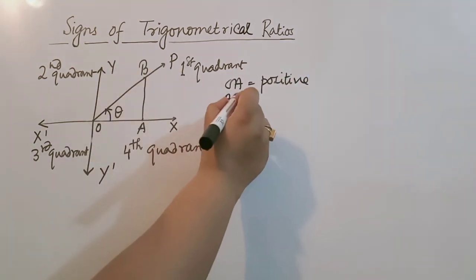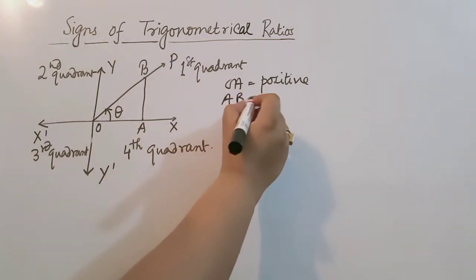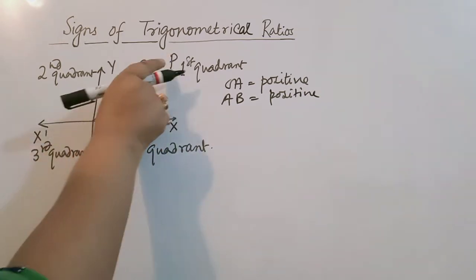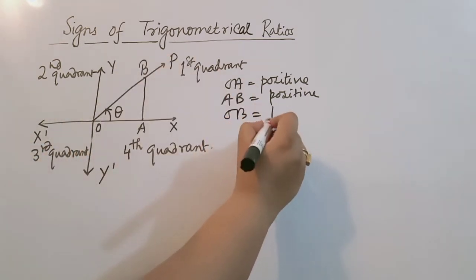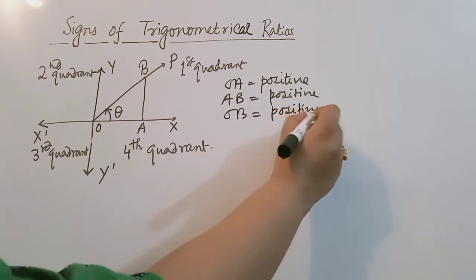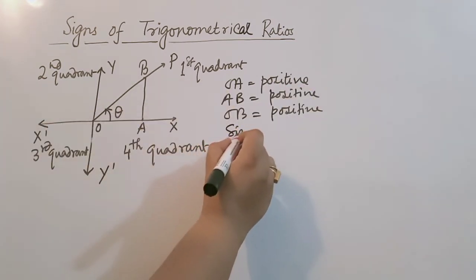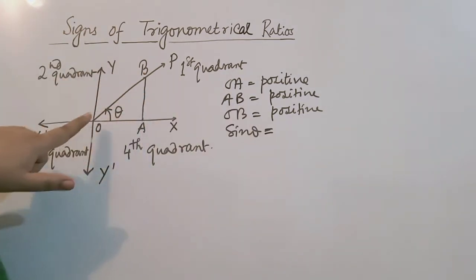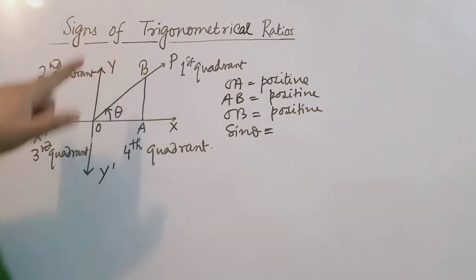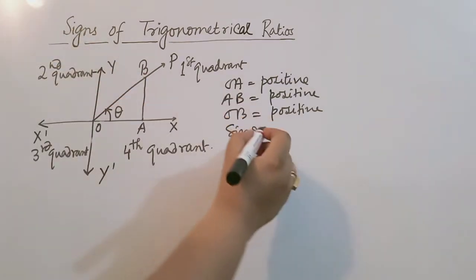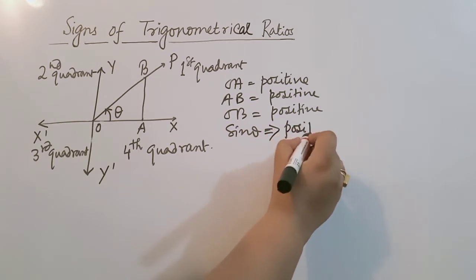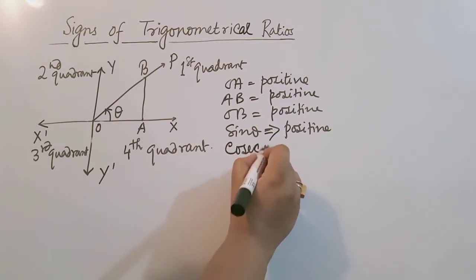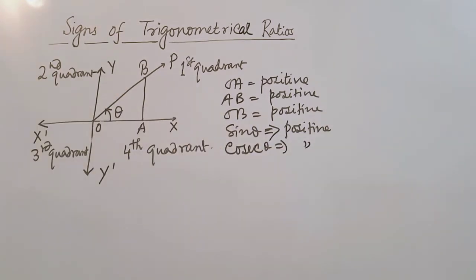AB is positive because it is considered along the positive part of y-axis, and OB, which is the part of this ray OP, is also positive always. So now if we consider sine of angle theta, we know this is equal to perpendicular by hypotenuse, means AB by OB. Now clearly AB positive, OB is also positive. So sine theta will also be positive. And similarly cosec theta will also be the same, means positive in sign.